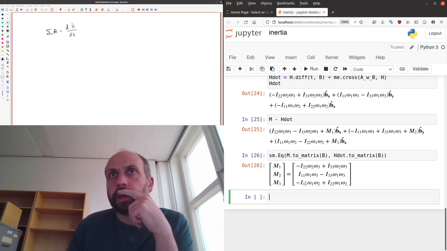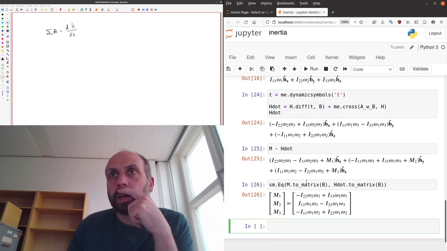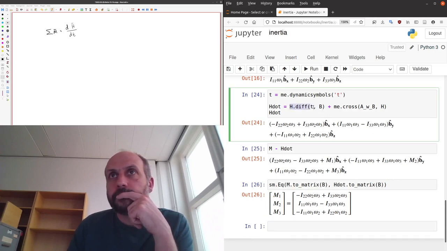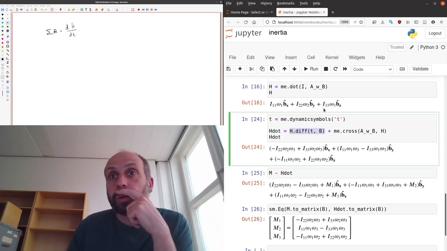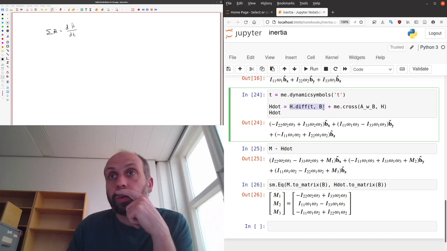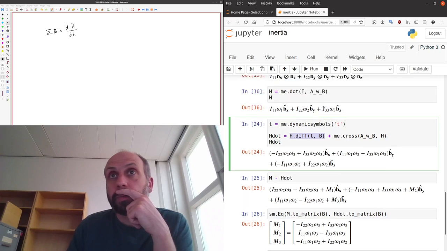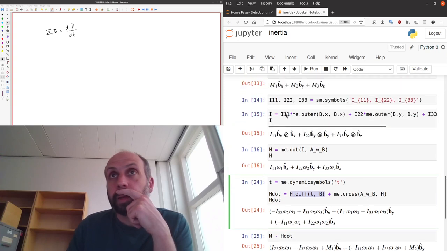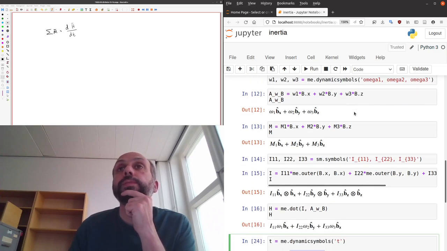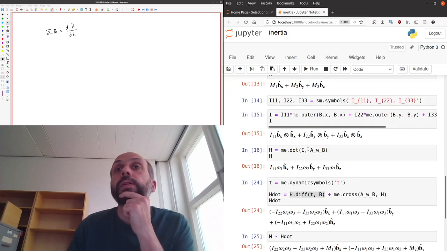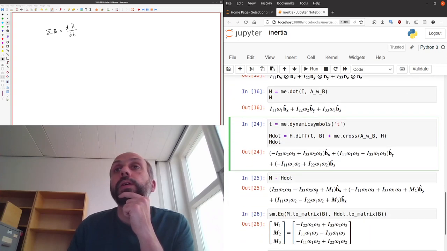Looks like I'm missing something. What am I missing? I didn't get the, I'm missing something here. This is supposed to have some dots in it. So it's just not displaying correctly. Diff in B. Did I do omegas as dynamic symbols? Diff of t in B. Omega cross H.